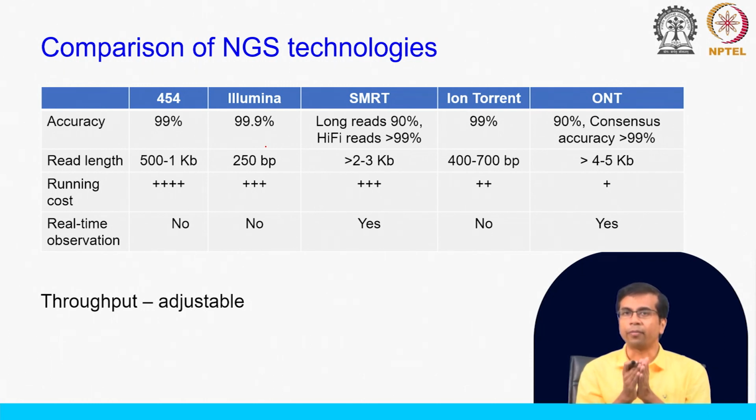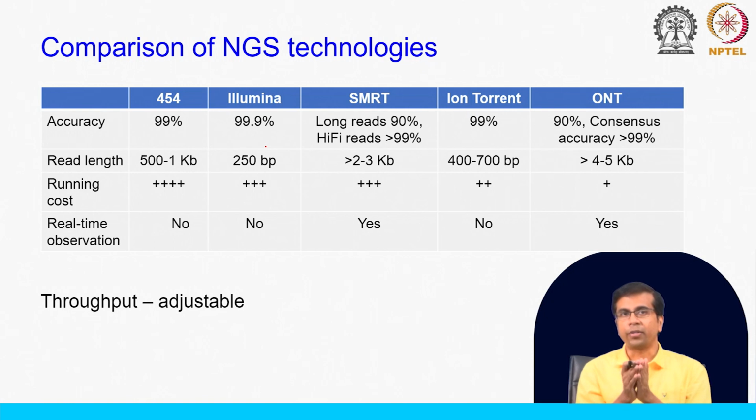Running cost, this is a very important point, with the funding that you have. 454 was very expensive, so it is not available anymore. For Illumina and SMRT, the running cost is on the higher side because of the polymerase and the modified nucleotides that you use. Ion Torrent is slightly more economic compared to Illumina and SMRT because you do not use any modified nucleotide. And of course, since we have discussed all the methods, ONT is the most cost effective because it is doing direct sequencing, there is no polymerase or dNTP involved.